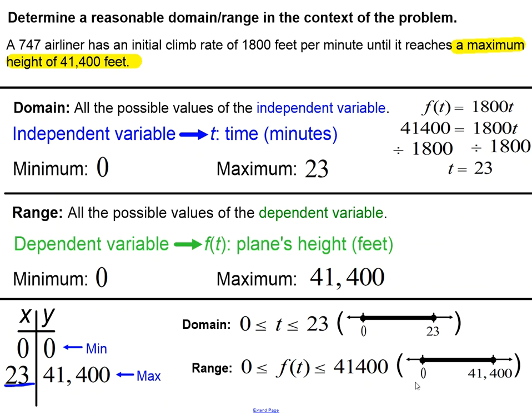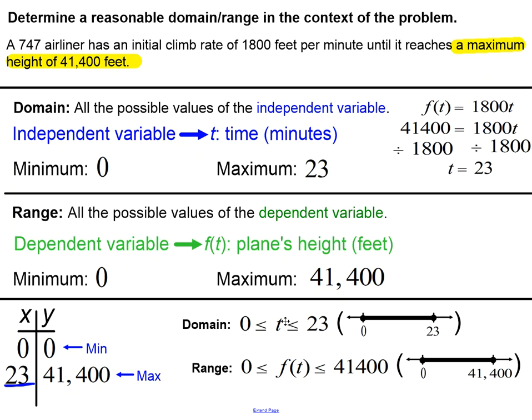Once again, this range you can represent using a number line. It means that the plane's height starts at 0 and climbs all the way up to 41,400. So all the values that are shaded inside of the number line pertain in the actual function. And this is just a way to represent this domain and range.